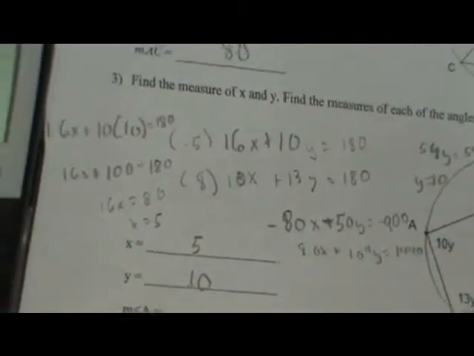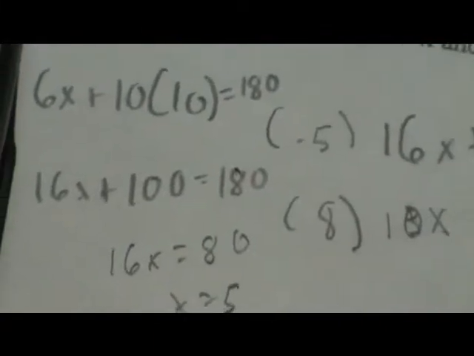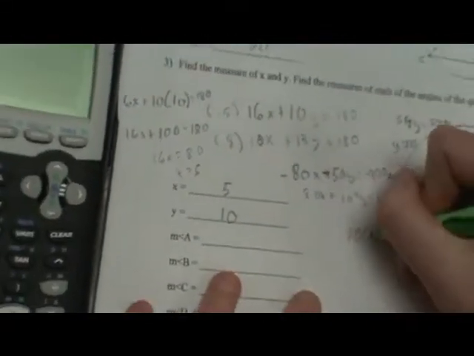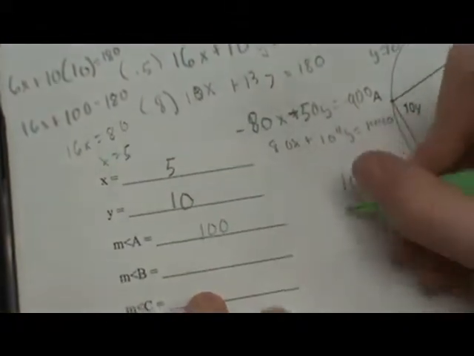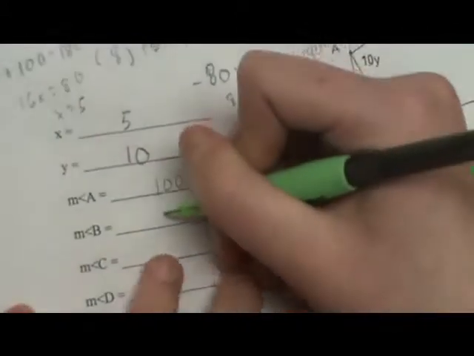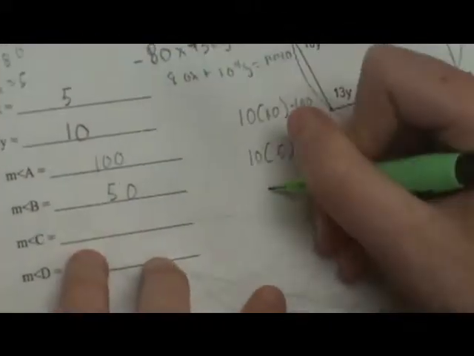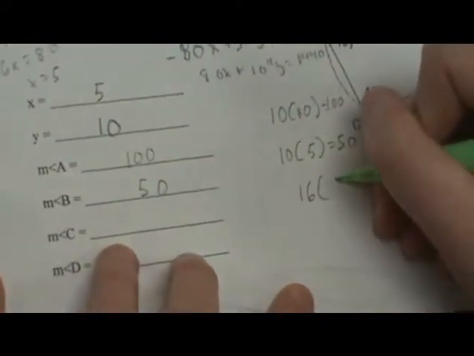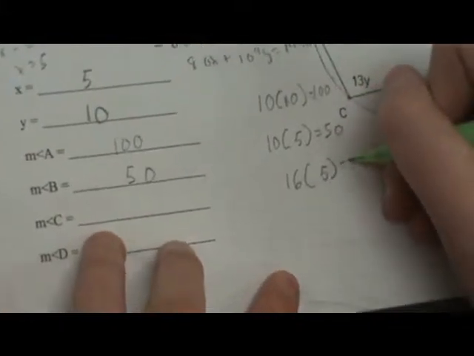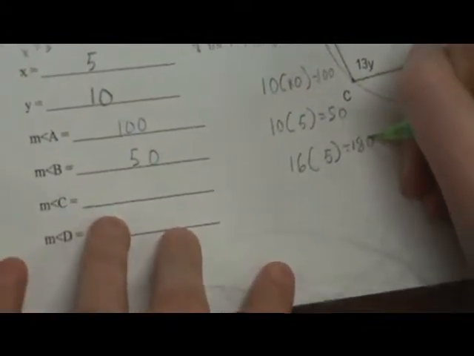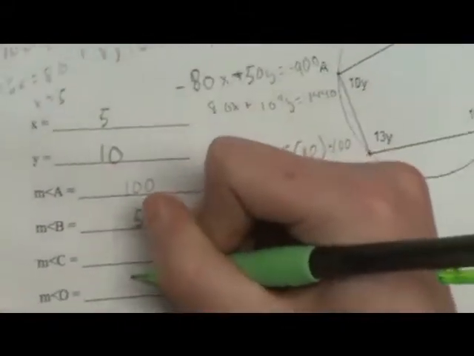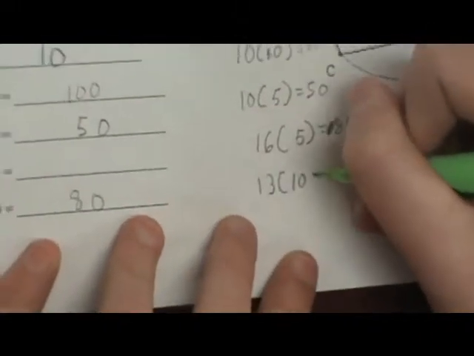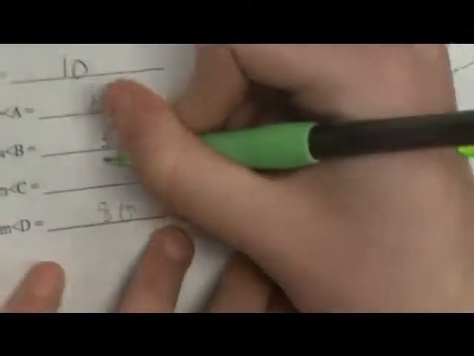Then to find the measure of angle A, we plug into that equation. Since it's 10y, we plug in 10 times 10 to get 100, which is the measure of A. Since we know the measure of B is 5 times 10, we get 50. We know the measure of angle D is 16 times 5, which gives us 80, sorry. And then we take the 13 and multiply it by 10, since y is 10, and we get 130.